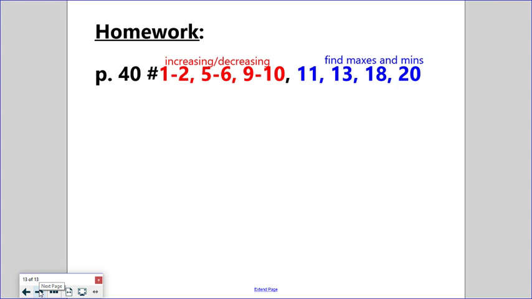All right. Your assignment is on page 40. I kind of highlighted for you which parts you are doing the increasing and decreasing and which parts you are doing to find the maxes and mins.